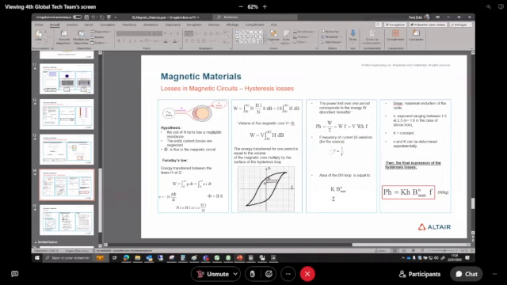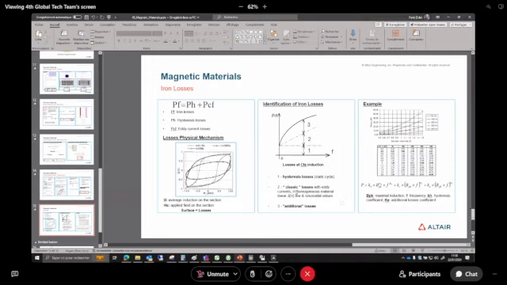Then we can bring some constant parameters into a coefficient KH. And finally, at the end of the day, the hysteresis losses will be equal to KH, which groups all the constant parameters, multiplied by the flux density and the frequency. So here, the hysteresis losses depend mainly on the flux density and the frequency.